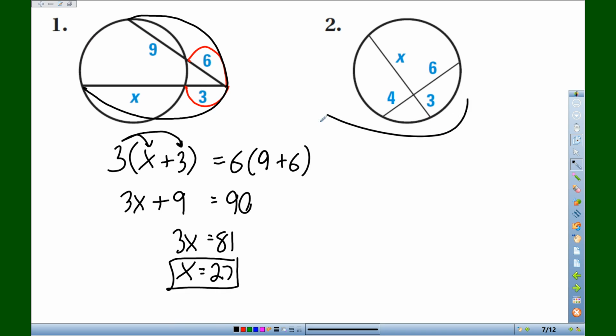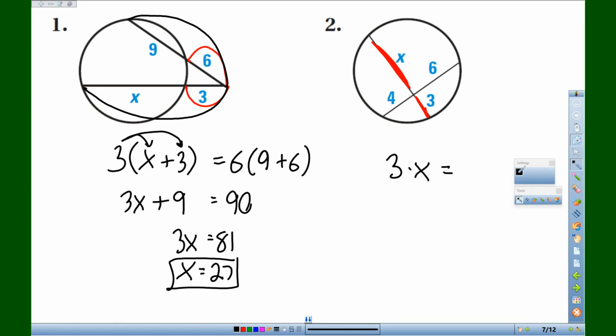Okay, let's move on to number 2. First thing to realize, it is different, right? This is chord-chord product theorem. Remember, these are the easier ones. I want to multiply the two parts of one chord and set it equal to multiplying the two parts of the other. So let's start with this. 3 times x equals 4 times 6.